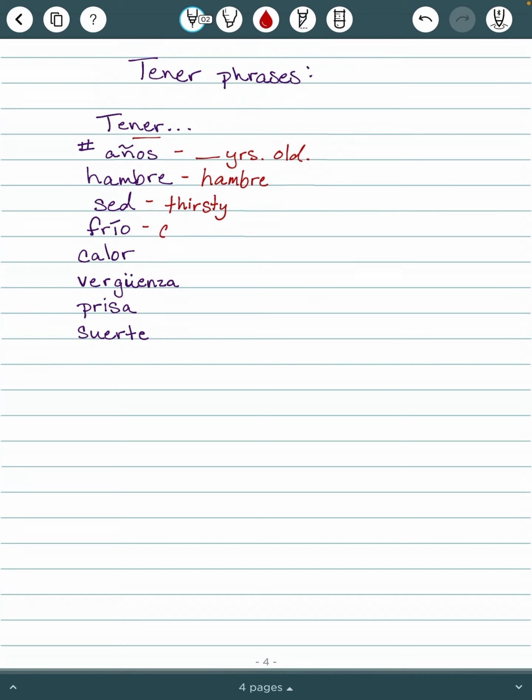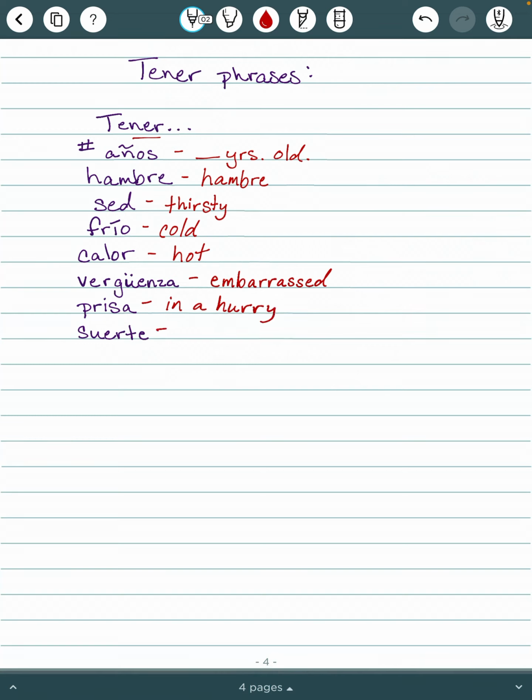Frío, that means cold. So if you want to say I am cold, you say tengo frío. Calor is hot. If you want to say I am hot, tengo calor. We are hot, tenemos calor. Vergüenza is an interesting one. That means embarrassed or ashamed. Tengo vergüenza means I'm embarrassed. Tengo prisa would mean I am in a hurry.